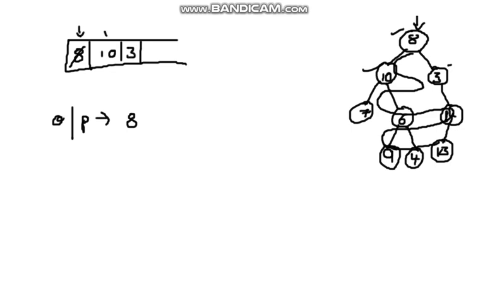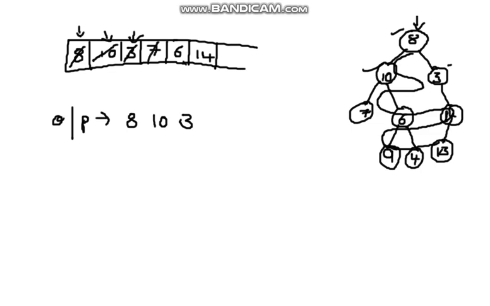Then we will pop 10 and we will push its children inside the queue, right? So we'll push 7 and 6 inside the queue. We have popped 10, so we'll output it here. Then we will pop 3 and push its neighbor inside the queue. So we have popped 3, we'll push its neighbor 14 inside the queue.